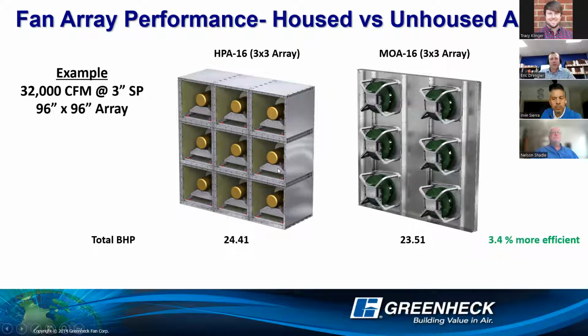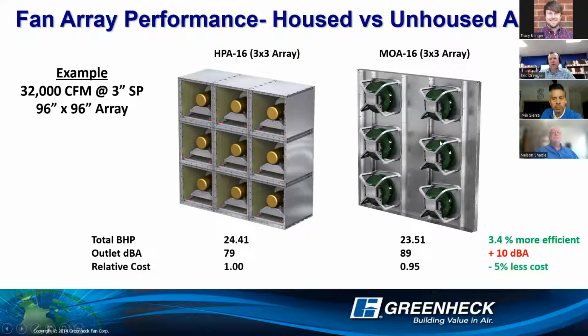And to compare these two, the open array is going to be a little bit more efficient because it doesn't have the box that's making that air turn 90 degrees off the wheel. So open arrays will generally always be more efficient than a housed array with sound attenuation on it. But with that sound attenuation, you can see that this is about 10 dBA lower sound than the open array because once again, we're using multiple smaller fans in parallel running faster. That's going to make a lot of sound pressure, but it's high frequency sound that's easy to attenuate, so we can really knock down that sound with attenuation around the impellers. But you take a penalty from an efficiency standpoint.